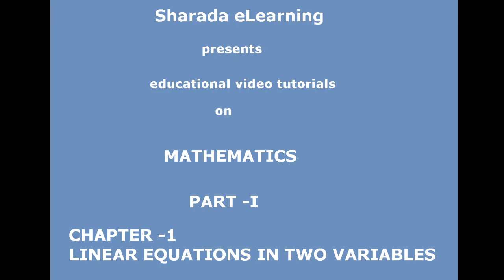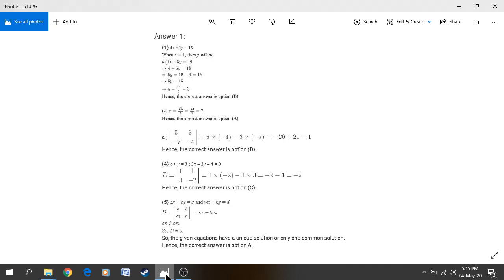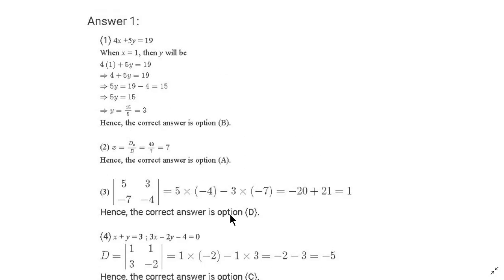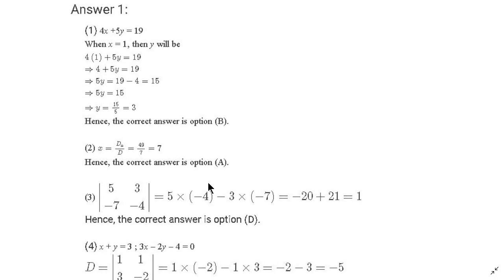We are covering chapter number 1, linear equation in two variables. In this video, we will see practice set number 1, which is the last practice set from this chapter. So question number 1 is: choose the correct alternative for each of the following questions.